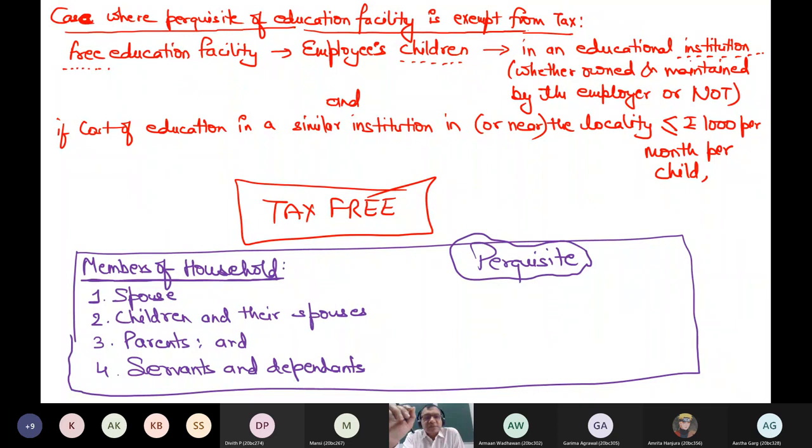So many times perquisites are not provided only to the employee, but even the benefits are extended to the members of household also. That is why in perquisite, wherever you see the words members of household, you must remember that these four constitute members of household. So I'm proceeding to the next page. I hope you have written it.